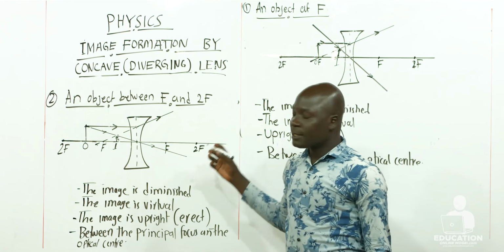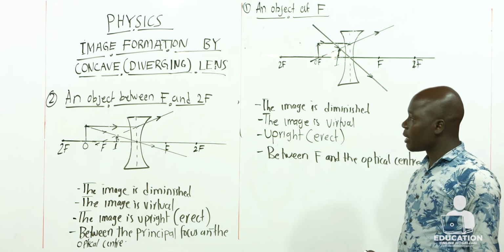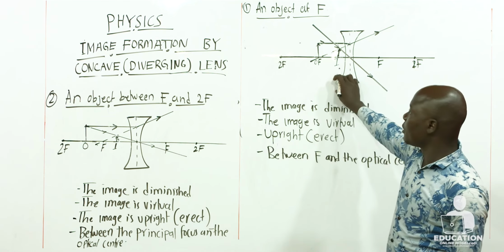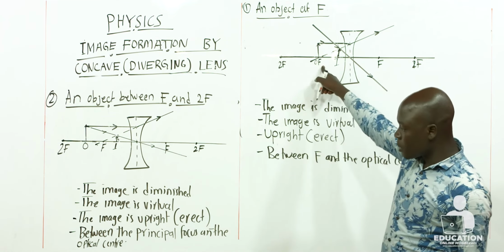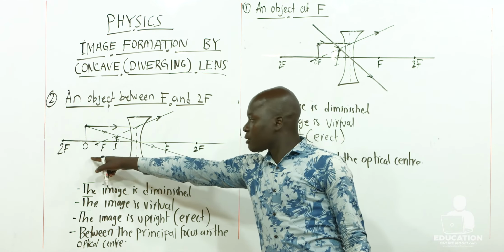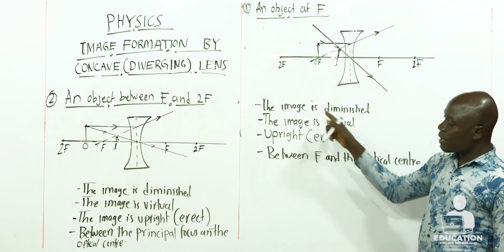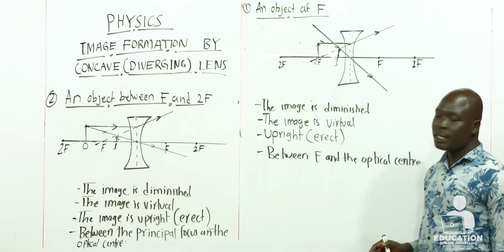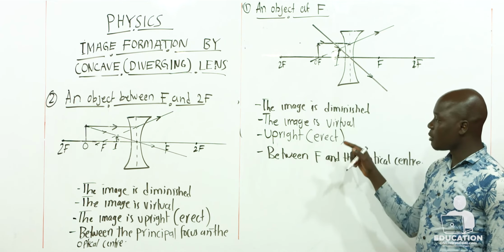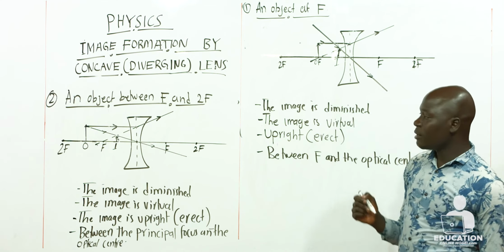So dear learners, this is how we can state the characteristics of the image formed by a concave lens. Now looking at these two ray diagrams, when the object is placed at the principal focus and when it is placed between F and 2F, we shall see that the characteristics of the image are just the same. When it is at F, the image is diminished, meaning smaller than the object. The image is visual. The image is upright. The image is between F and the optical center.